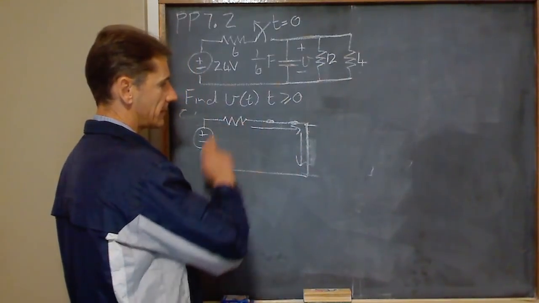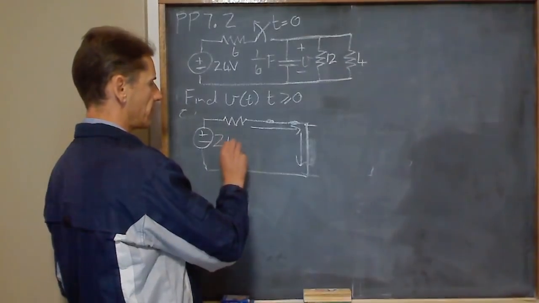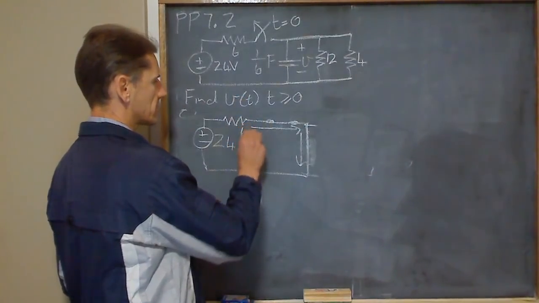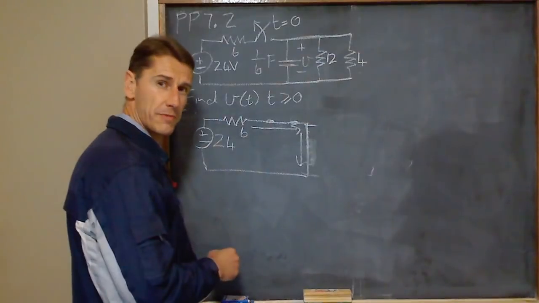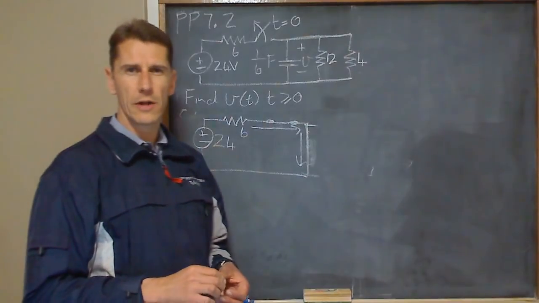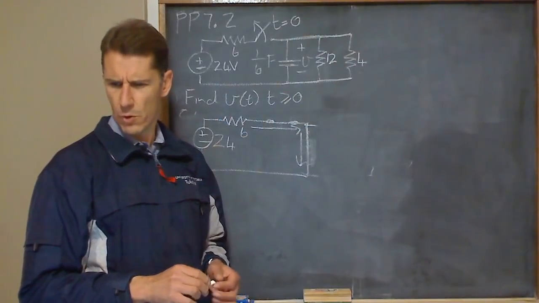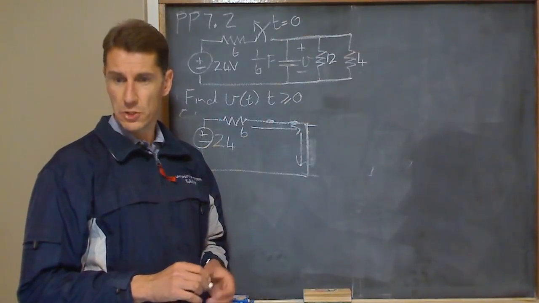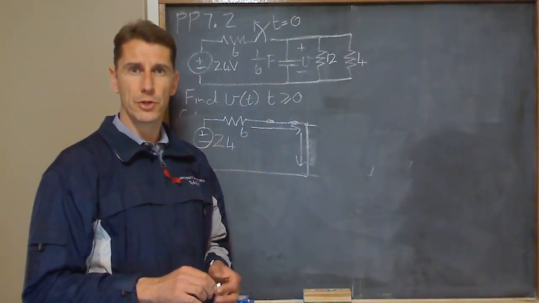So I can calculate the initial current: it's just going to be 24, and I've got 6 ohms there. So how much current would be flowing there? 4 amps. All right, so we're going to practice this when we get to RL circuits. I think that's enough for the first lecture on chapter 7.2.